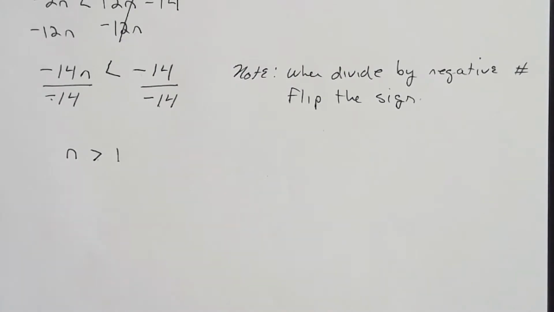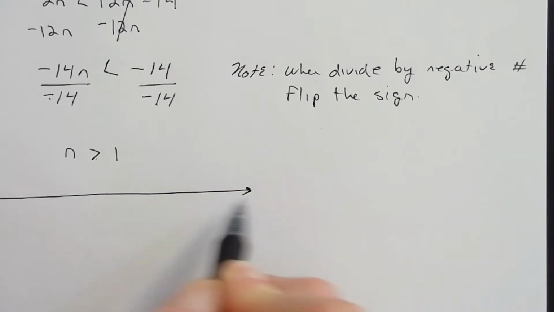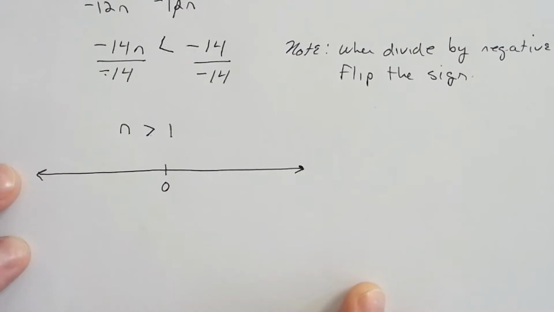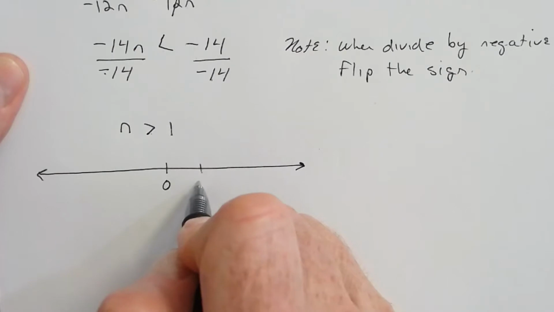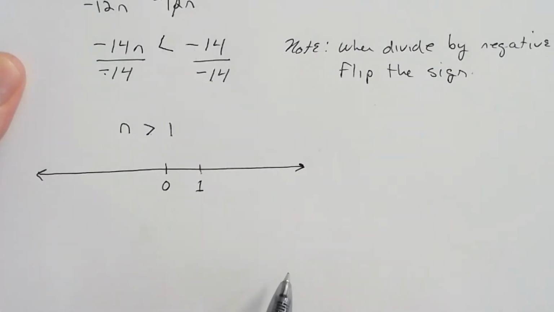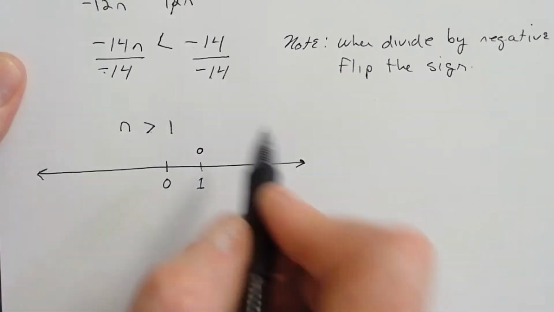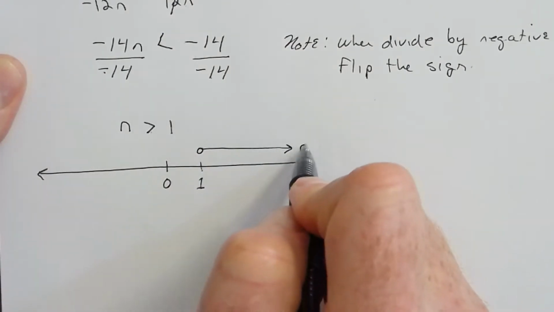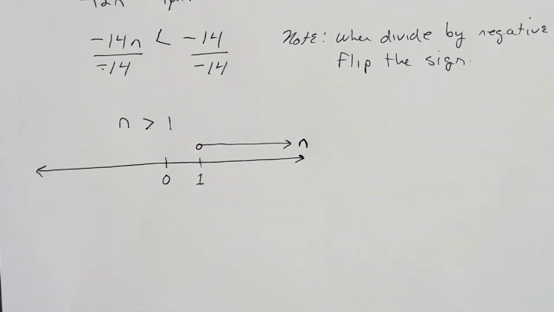Now we have to put this on a number line. So what does this look like on a number line? N is greater than 1. Well, if we just arbitrarily put 1 right here, is this going to be an open or a closed circle? It's open. To the right or left? To the right. Okay. And so that's it. And we're finished.